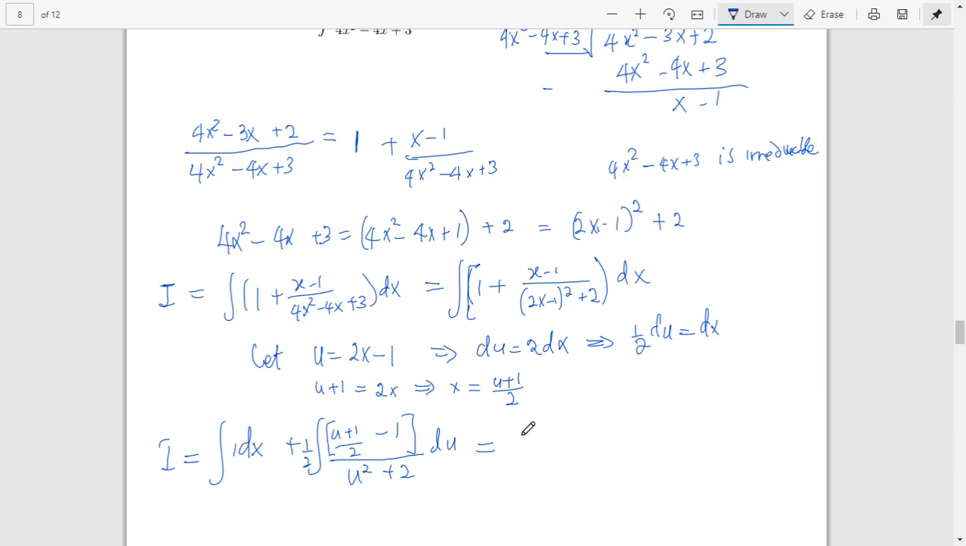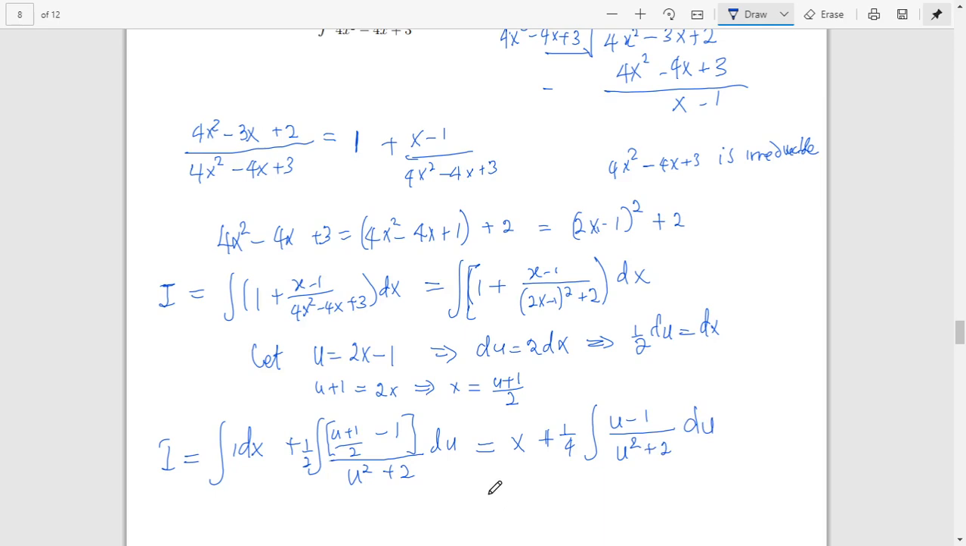If I integrate 1 dx, I get x. I can simplify this thing here to be (u plus 1 minus 2) over 2, and that over 2 can come outside to become 1 over 4. So this will be x plus 1 over 4. Simplifying this, u plus 1 minus 2 is just going to be u minus 1, over u squared plus 2, and then du.